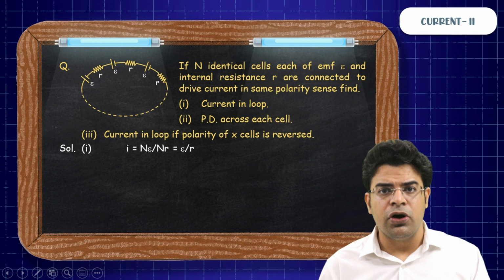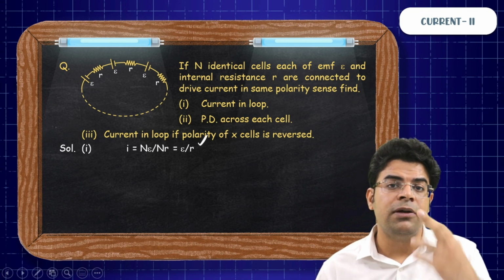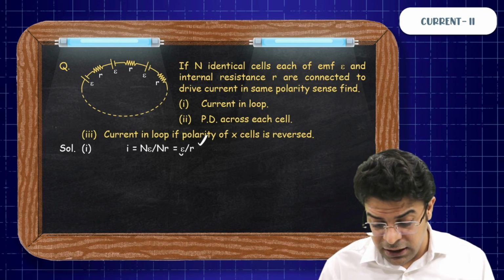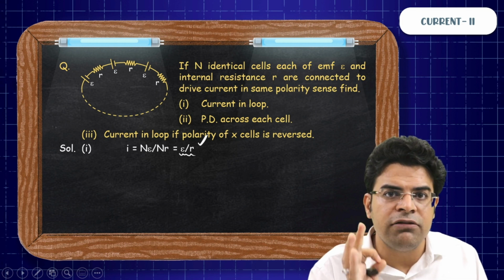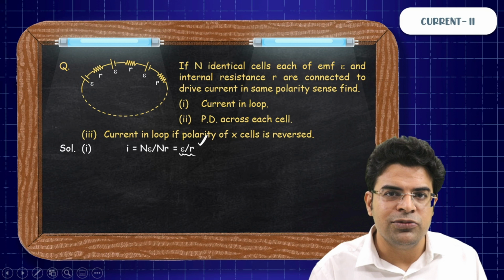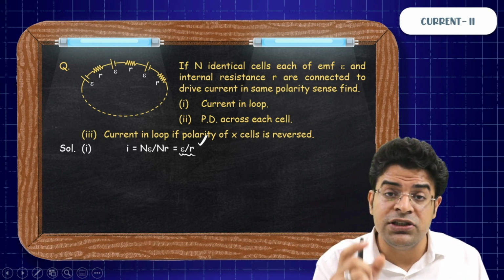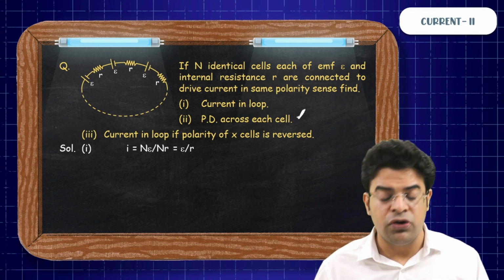Now what's important here is to understand the current in the loop is independent of the number of cells. Whether you take 5 cells or 6 cells or 10 cells, if they are connected in the same polarity sense so that they are trying to drive the current in the same sense, the current comes out to be the EMF of one of the cells divided by the internal resistance of one of the cells. Now the second part of the question: what is the potential drop across each cell?